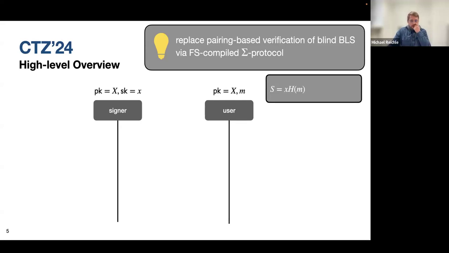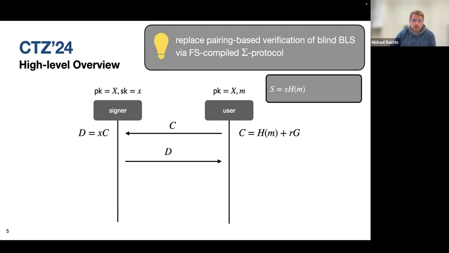So in order to now build a blind issuance protocol, CTZ essentially proceeds as follows. They first go through the standard blind issuance protocol of BLS. First they blind the message. This is kind of like a commitment C, then this commitment is signed, and later on the blinding factor is removed. So now we have a blind signature, but we cannot, of course, verify this without a pairing.